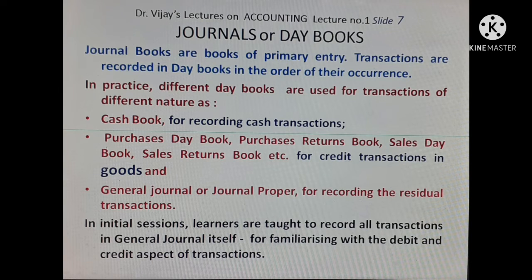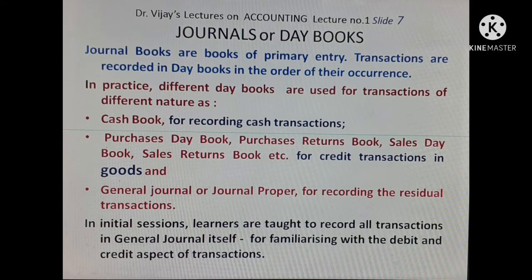Hello, we are with slide 7, journals or daybooks. Transactions are recorded primarily in the journal book, also known as daybooks. The entries are made in the order of their occurrence. In practice, in business firms, they use different daybooks for recording transactions of different nature. We have shown here 3 kinds of transactions. 3 different types of journal books are used.